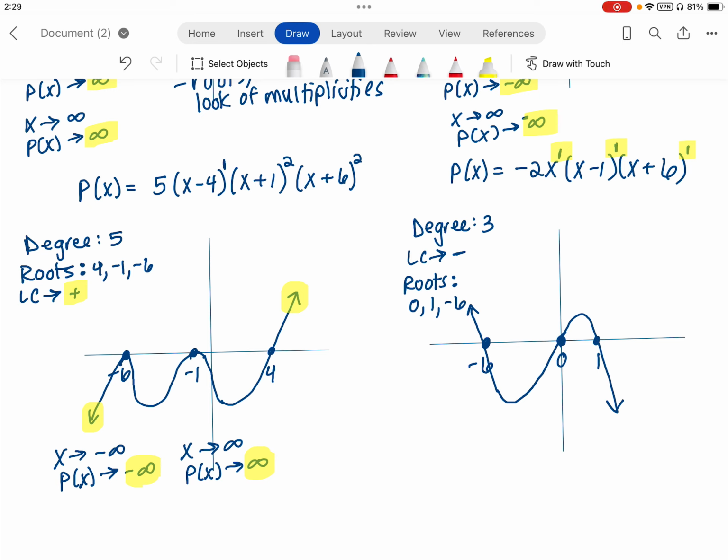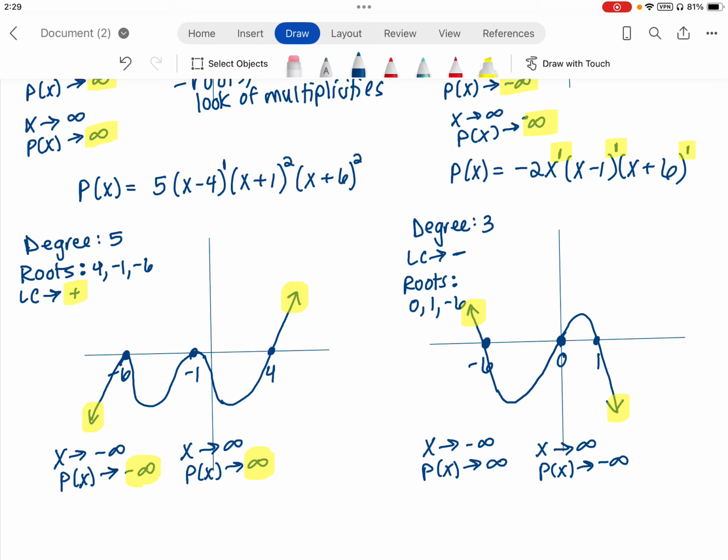So you want that correct linear look at each of those roots. And I also want to make sure I'm up on the left, but then going down on the right. So we would say as x approaches negative infinity, p of x is going to positive infinity because we're going up on the left. And as x approaches positive infinity, p of x is approaching negative infinity.